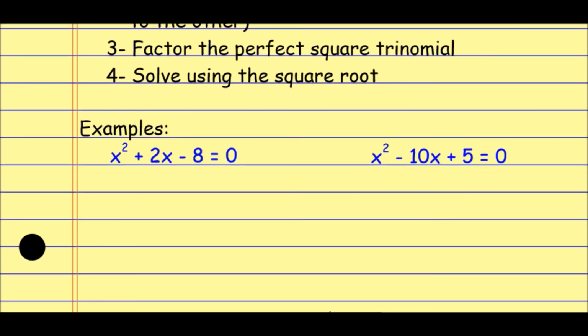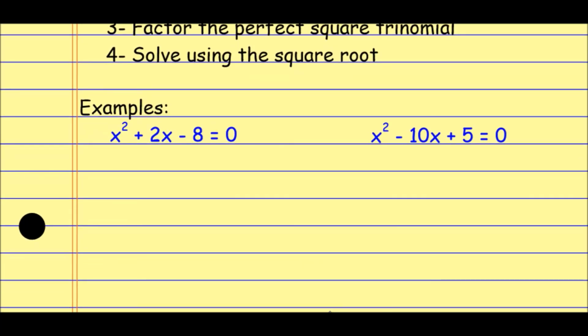For example, if I look at this guy and wanted to solve it by completing the square, the b value is a 2. If I did b divided by 2 and squared, that's a 1. That's the value that's going to create a perfect square trinomial. But I don't have a 1, I have a -8 there. So here's how this works. I'm going to pick a c value. The first thing I have to do is get rid of the c value that's there.